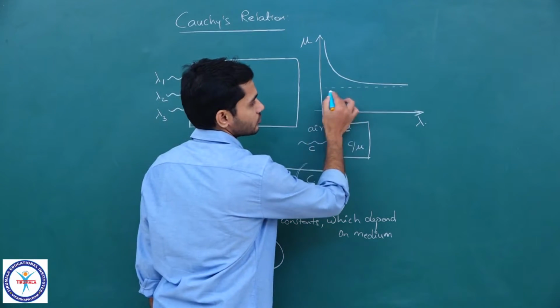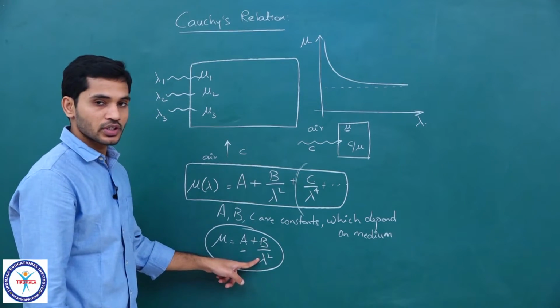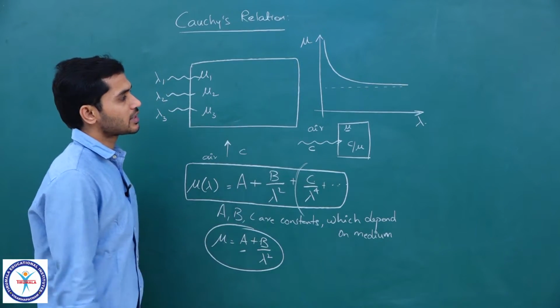So, that is why we have this horizontal line drawn there, and as lambda tends to 0, we can say that mu tends to infinity, clear. So, that is the basic idea.